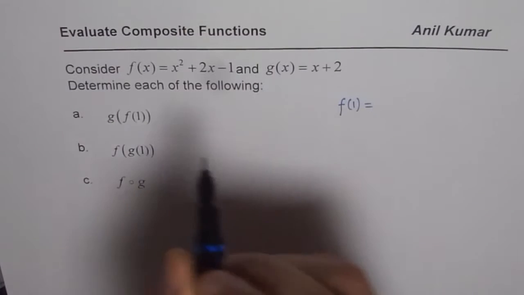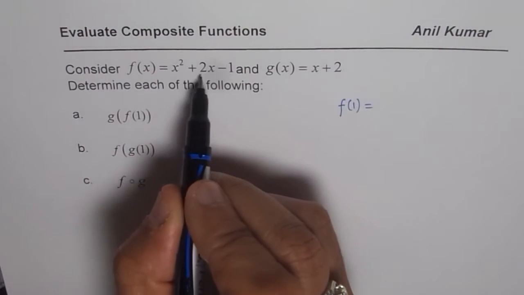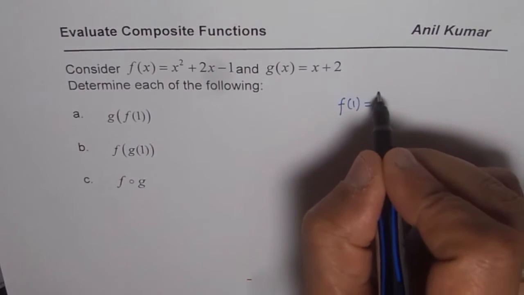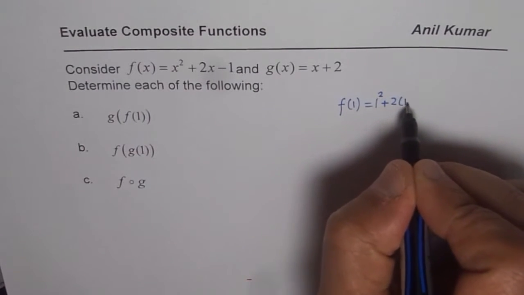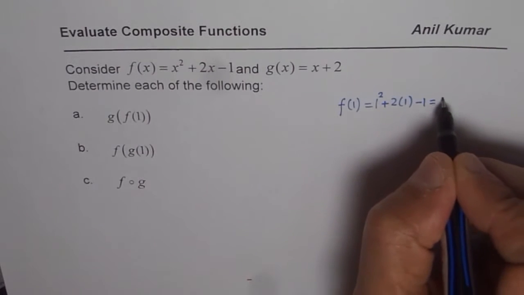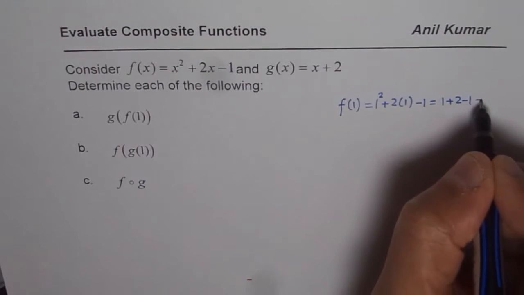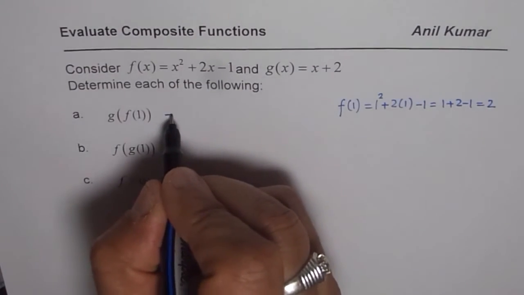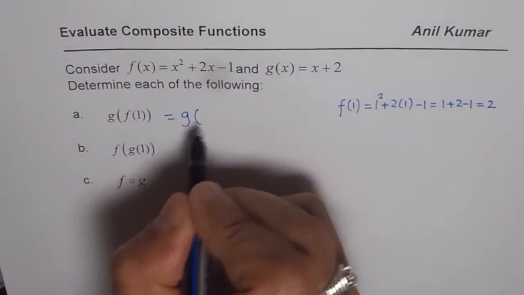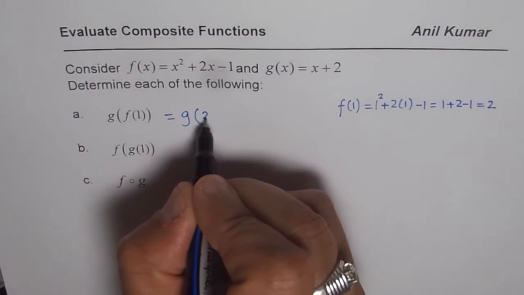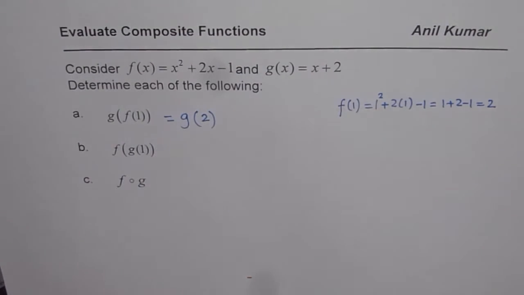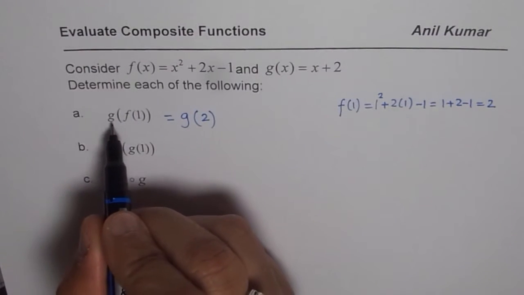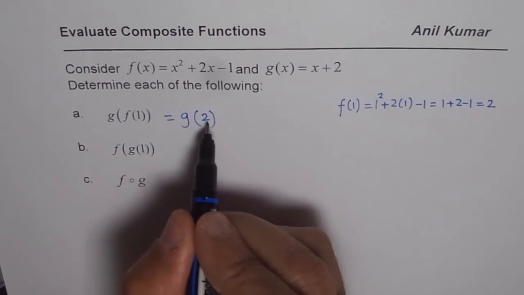F of 1 means f of x is x squared plus 2x minus 1. Substitute 1 for x. So we get 1 squared plus 2 times 1 minus 1. That is 1 plus 2 minus 1, that is equal to 2. So f of 1 is 2. So we can write this as g of f of 1 is g of 2, correct? So first evaluate the inside function and then follow it up with the outside function, g of 2.